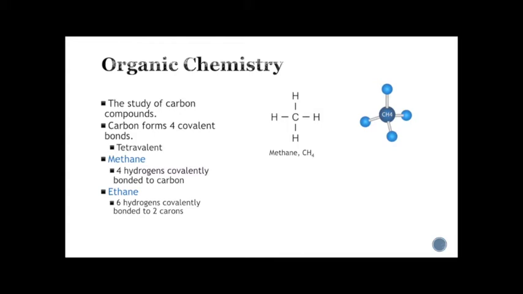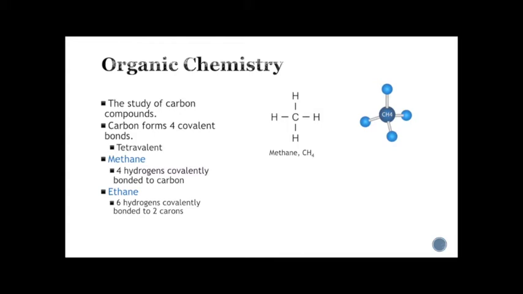That's not always the case. We're going to look in the next chapter at double and triple bonds. But for now, just for alkanes, we're looking only at single bonds. So this makes carbon tetravalent. Again, that just means it has those 4 bonds.